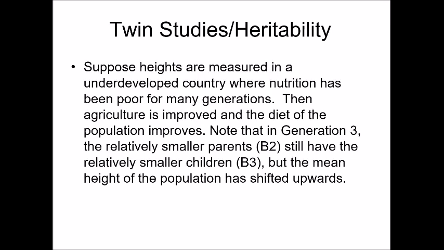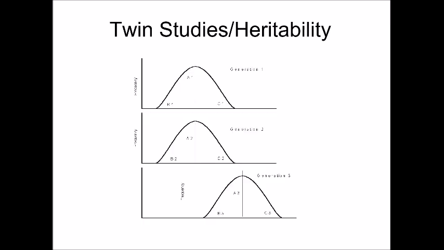Now, let's say we then introduce agricultural improvements so that generation 3 grows up in a much more healthy and nutritious environment. What will happen then is generation 3 will be taller, the entire population will shift to the right, but the rank ordering of the generations will really not change that much. The relatively taller people in generation 2 will have the relatively taller children in generation 3, and so on. The difference between the individuals is still determined by genetics.